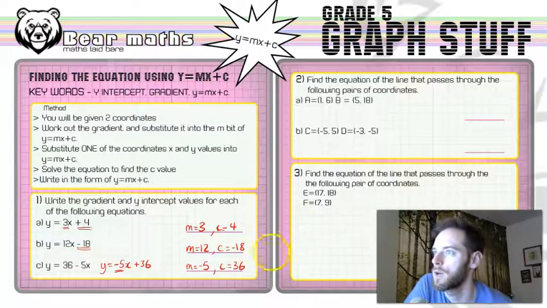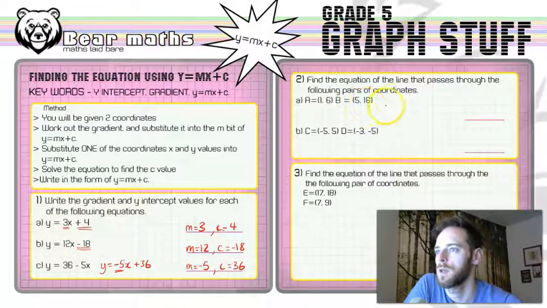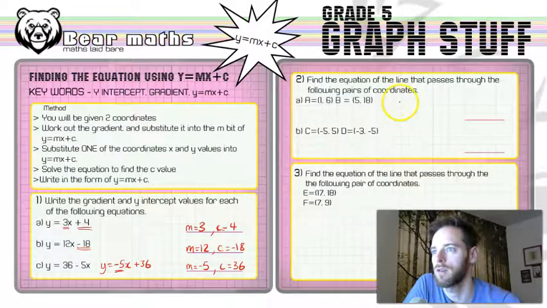Now, in question 2, I've got the bit where we're actually going to have to do some working out, using the method that I've given you. I didn't state in the method that it would be useful to do a sketch, but it is very, very useful to do a little sketch before you begin, which you can always leave there. I'm going to rub this out because I need a bit of space. We've got to find the equation of the line that passes through the following pairs of coordinates. So A is 1, 6, B is 5, 18. I'm going to draw a little sketch of that.